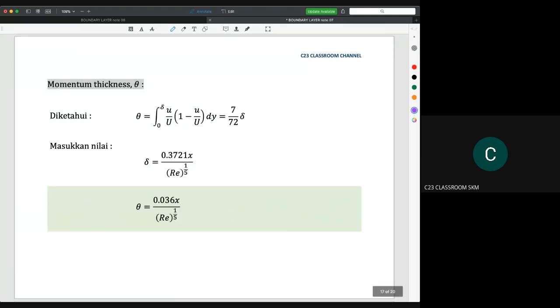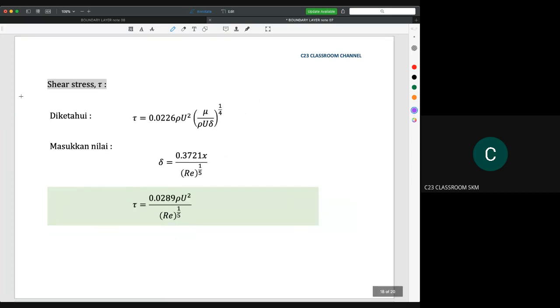So next, we calculate the momentum thickness. Previously, we calculated that delta is equal to 7 over 72 delta. We substitute the delta, and finally, you will get this one, 0.0368 over Reynolds number to the power of 1 over 5. So please try to do this at home.